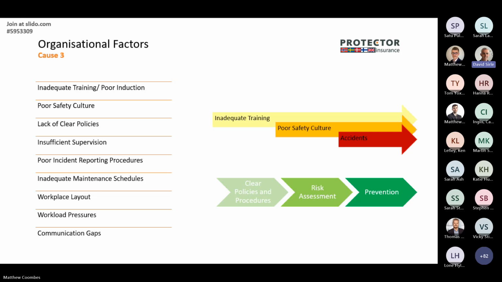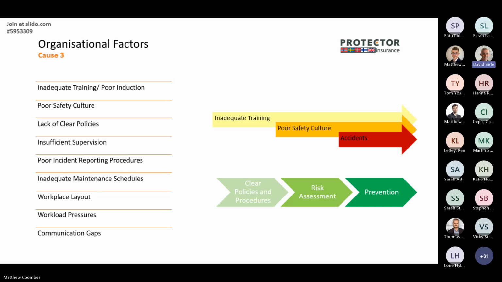Workload pressures then, I'm sure a lot of people will be aware of this. We kind of touched on this earlier when we said production can come before safety, meaning employees are rushing due to tight deadlines, increasing the likelihood of trips or falls. So you should set realistic expectations, and you should be encouraging your employees to work at a safe pace and avoid over-assigning excessive workloads if you can.